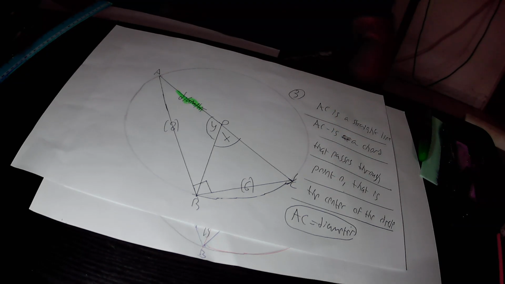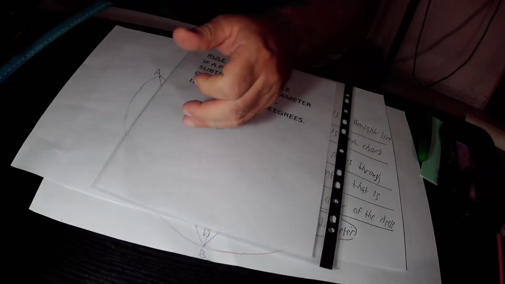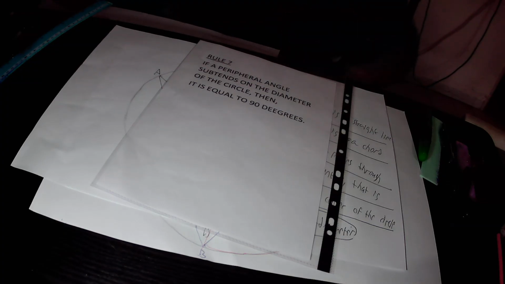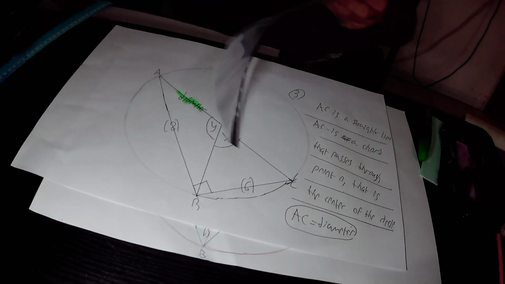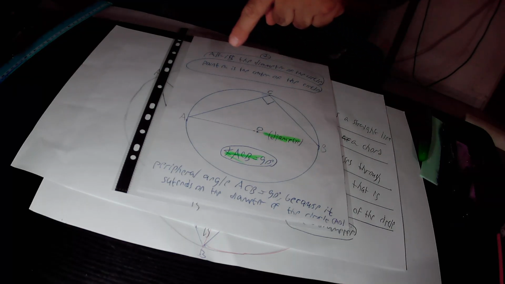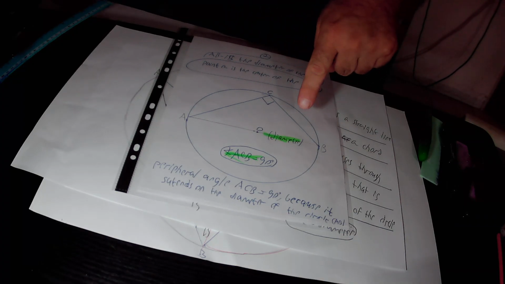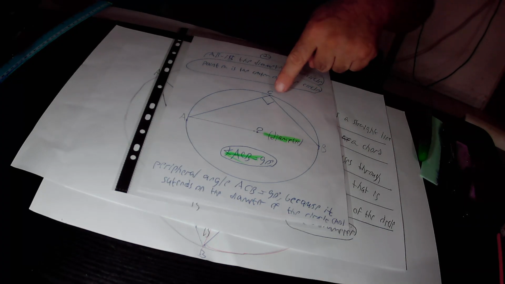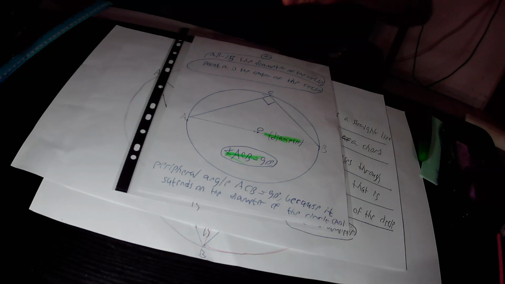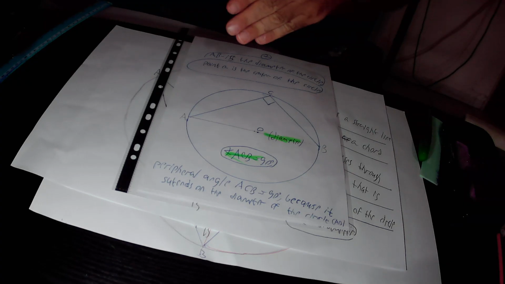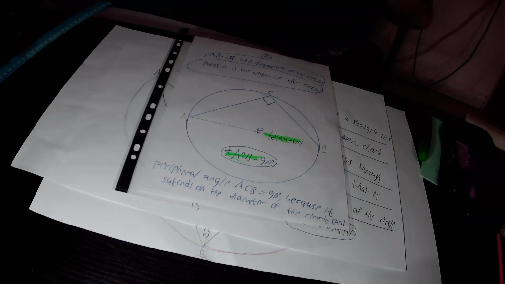Now we can implement Rule 7. According to Rule 7, if a peripheral angle subtends the diameter of the circle, then it is equal to 90 degrees in size. So in the one we have a circle. This is peripheral angle ACB that subtends chord AB, that is the diameter of the circle, and therefore peripheral angle ACB must be equal to 90 degrees in size. So according to Rule 7, any peripheral angle that subtends the diameter must be equal to 90 degrees in size.